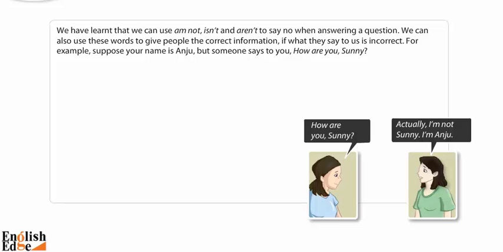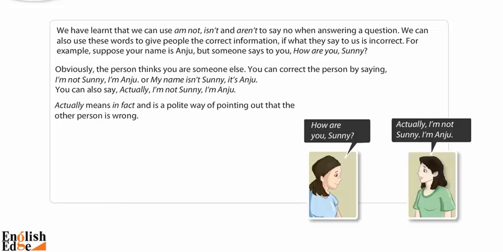For example, suppose your name is Anju, but someone says to you, how are you, Sunny? Obviously, the person thinks you are someone else. You can correct the person by saying, I'm not Sunny, I'm Anju. Or, my name isn't Sunny, it's Anju. You can also say, actually, I'm not Sunny, I'm Anju. Actually means in fact, and is a polite way of pointing out that the other person is wrong. Click the button to read some more examples of how you can correct people.